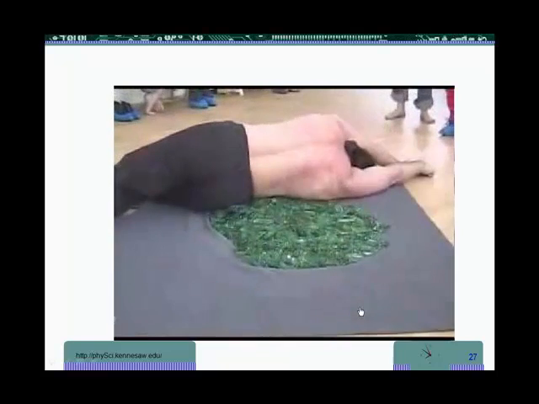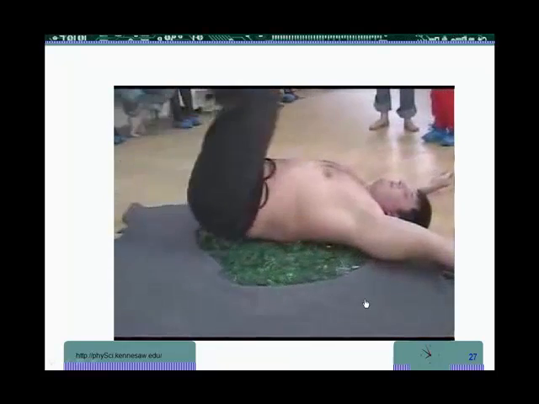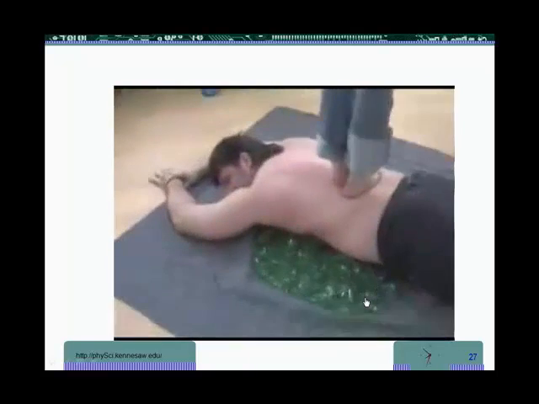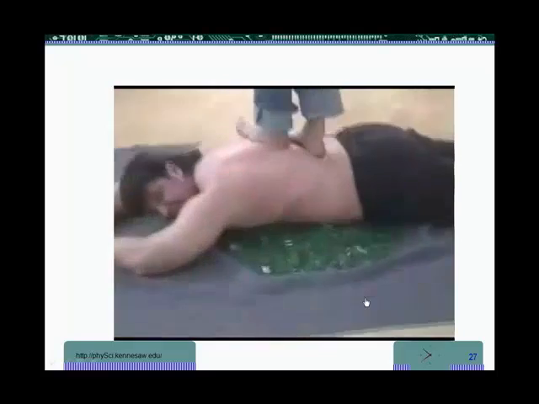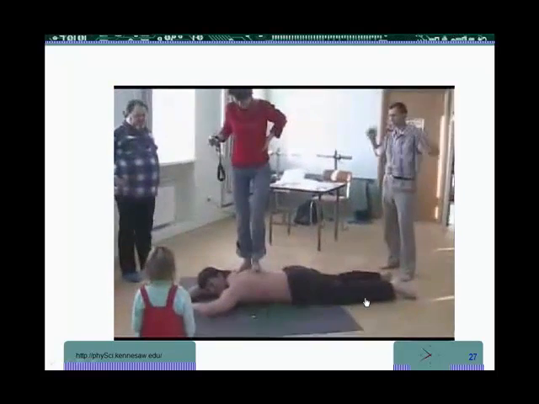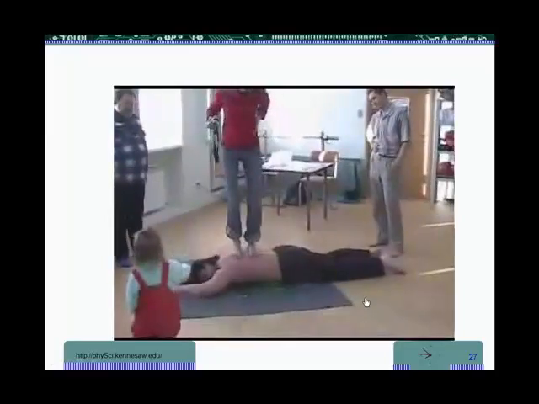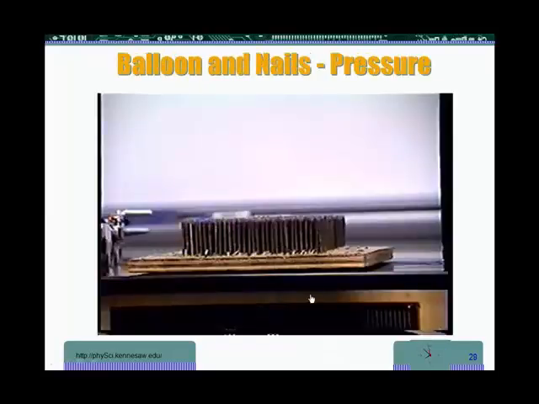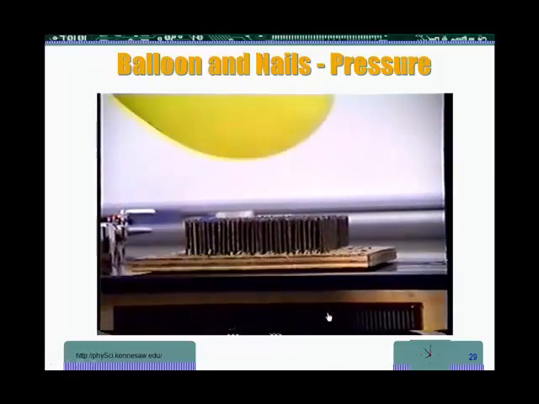I have walked on broken glass, but I have never done this lying down. Now someone is standing on him, and that's still no problem. The person who was taking pictures is actually standing on him right now. Okay, I didn't fully explain this. Let's hope this video will help us get an idea.